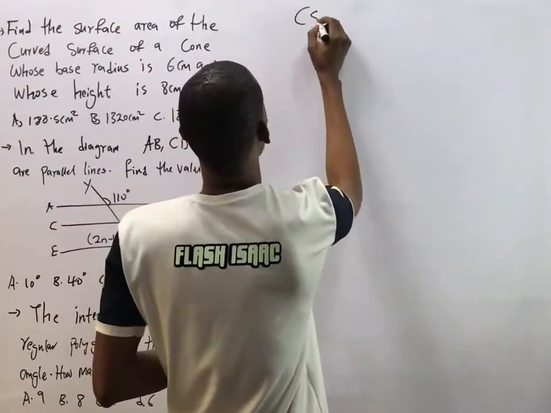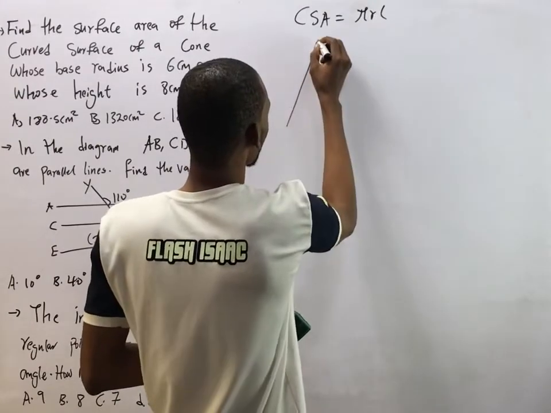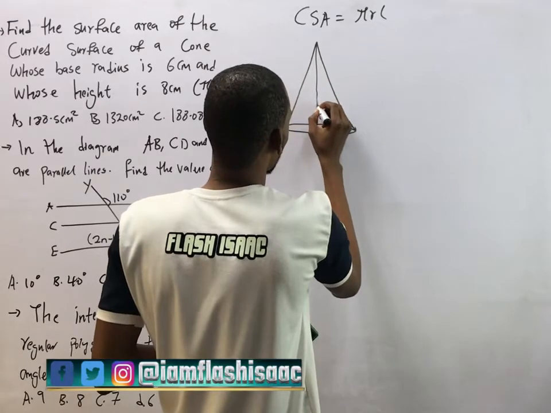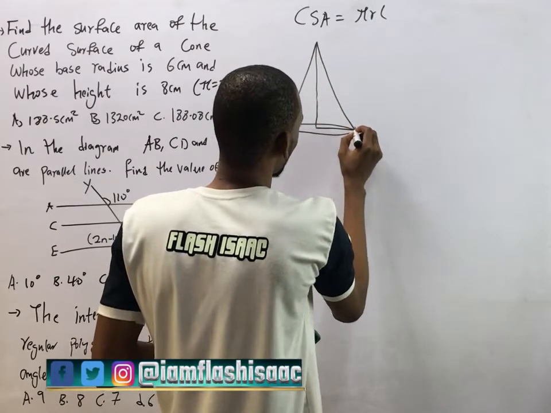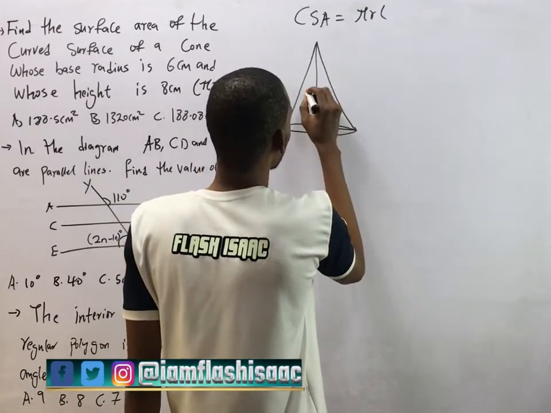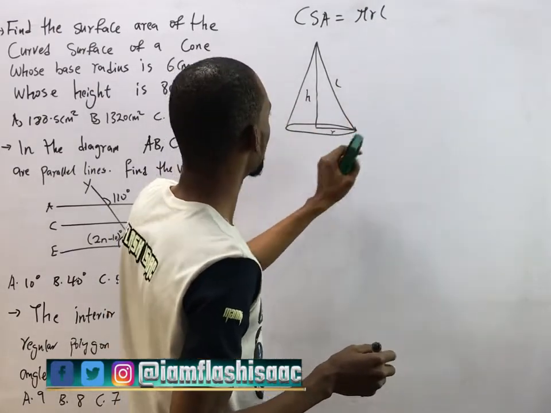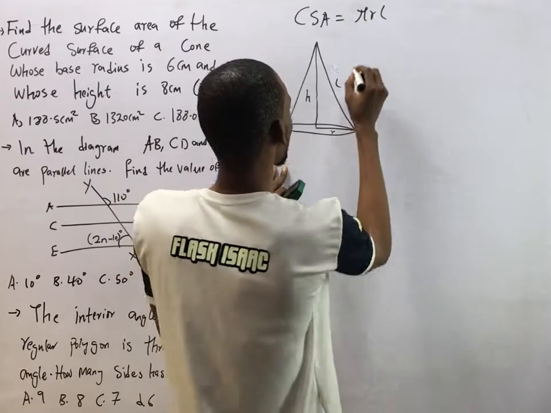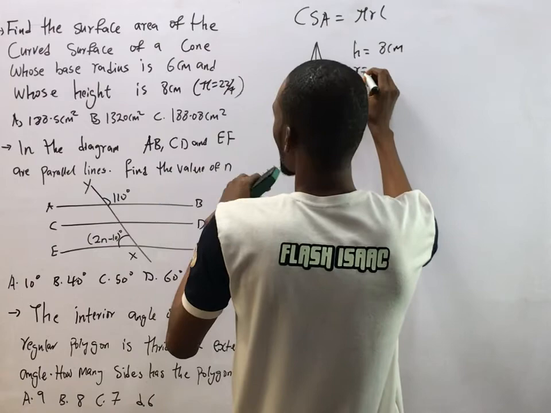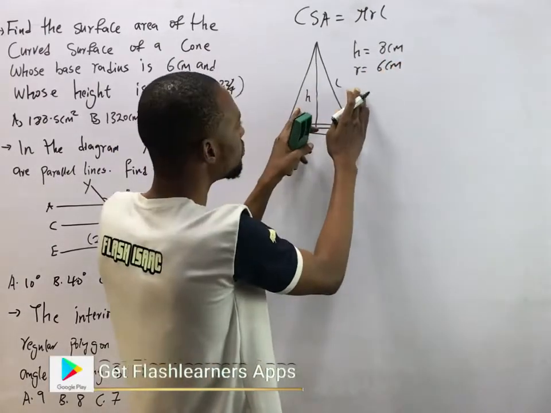The curved surface area of a cone is simply pi r L. So given something like this, you have a radius, this is the height, and this is L, which is the slant height. Now from this shape, we are told that h is equal to 8 cm and radius r is 6 cm. So what will L be?